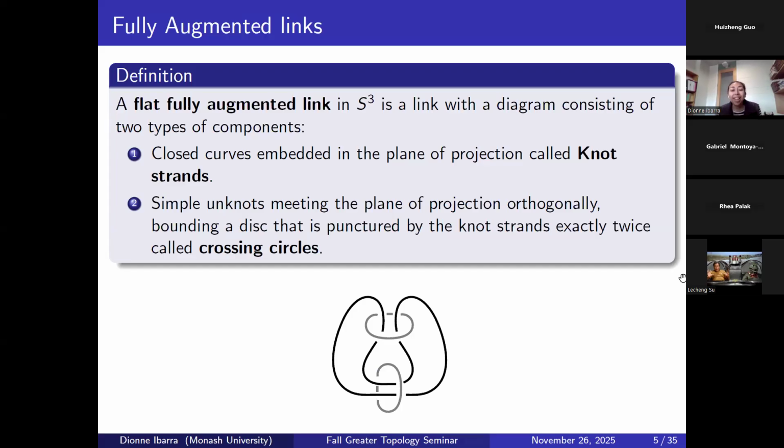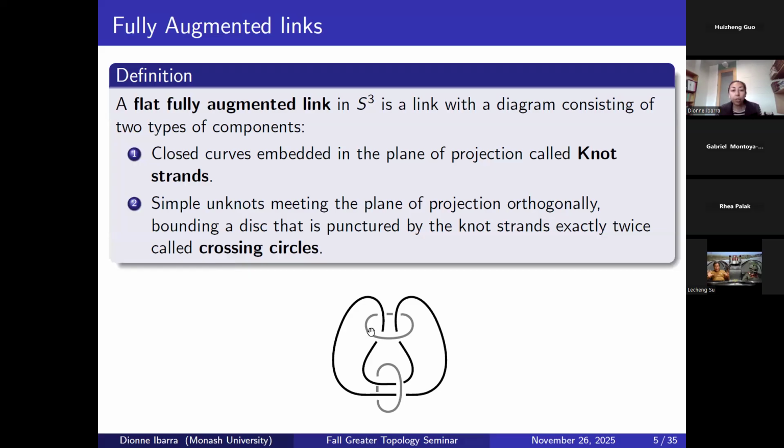embedded circles that are embedded on the plane of projection. So these are all unknots, but they're going to be embedded on the plane. This is shown here in the example in black. And crossing circles, these are going to be orthogonal to the plane of projection. So it's also an unknot where the disk that this unknot is bounding is orthogonal to the plane of projection. And you can see that here in silver.